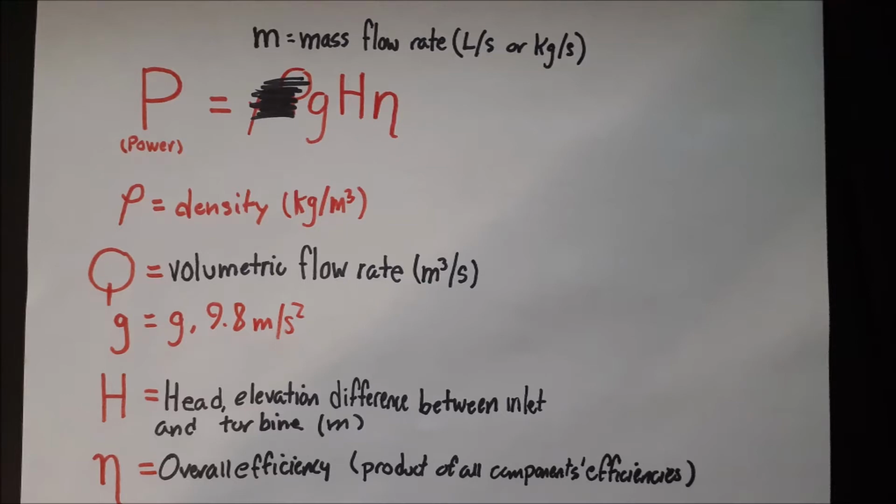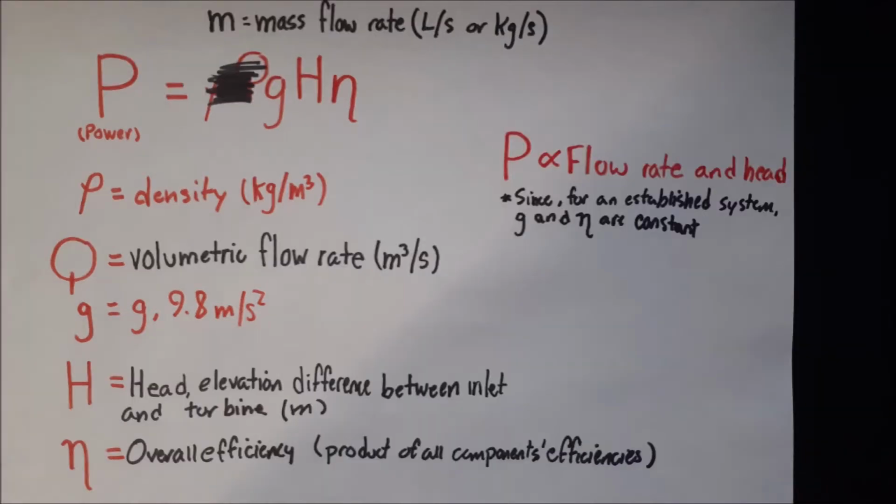The two main factors that affect overall power generation are flow rate and head. More water is equal to more power.